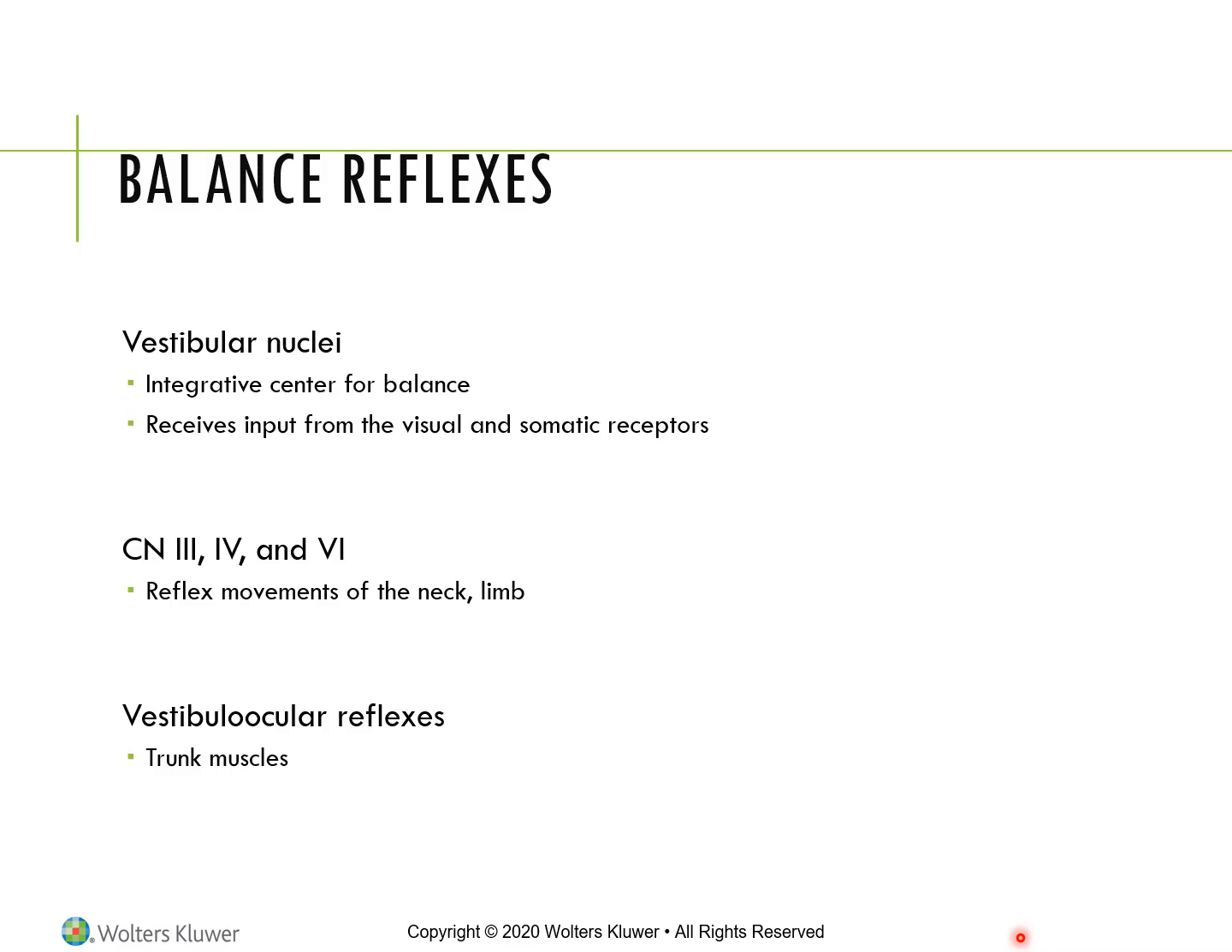We do have a lot of balance reflexes within the inner ear, and this function is needed for proper balance as well as keeping our upright posture. Within the inner ear are the vestibular nuclei, the integrative center for balance, and it receives input from both visual and somatic receptors. We also have cranial nerves 3, 4, and 6. Those pick up reflex movements from the neck and from the limb. And then we have the vestibulo-ocular reflexes, and those help to balance the muscles of our trunk.